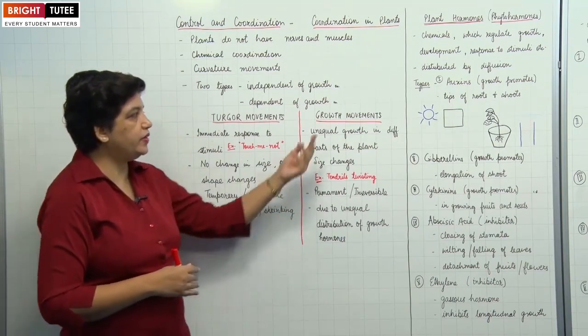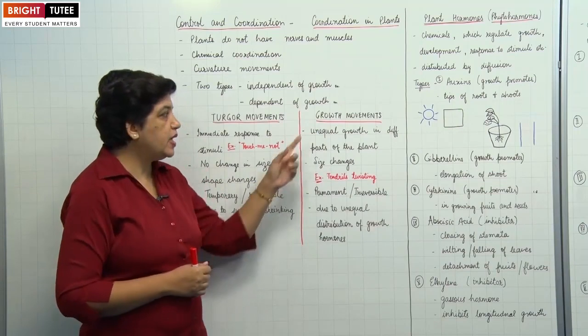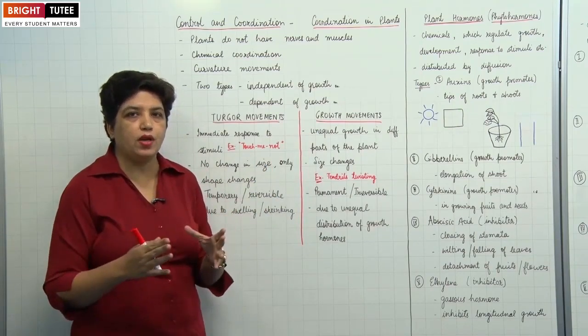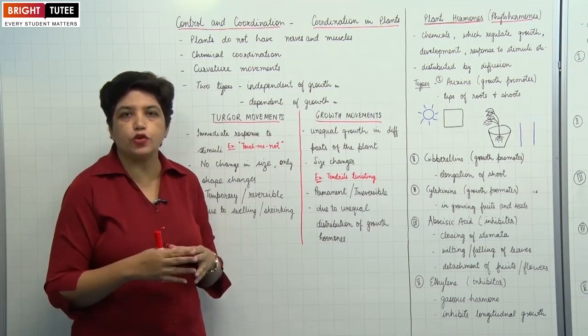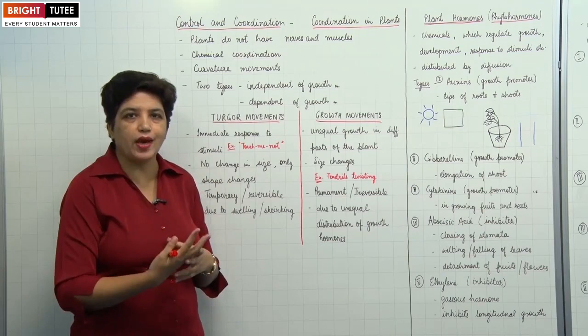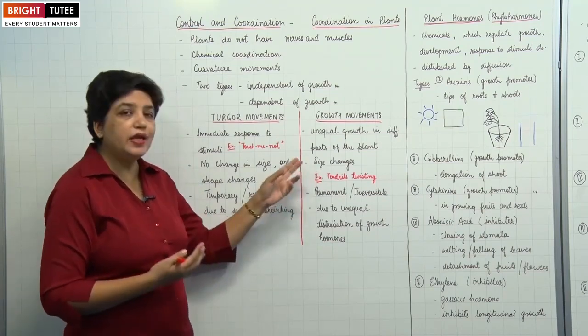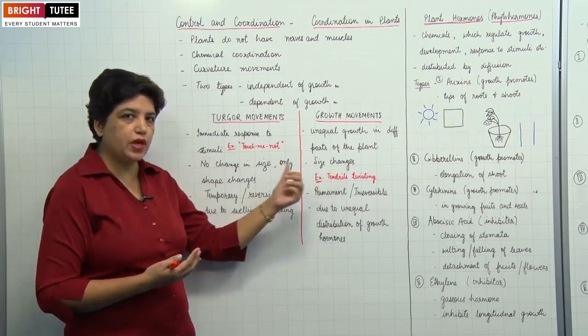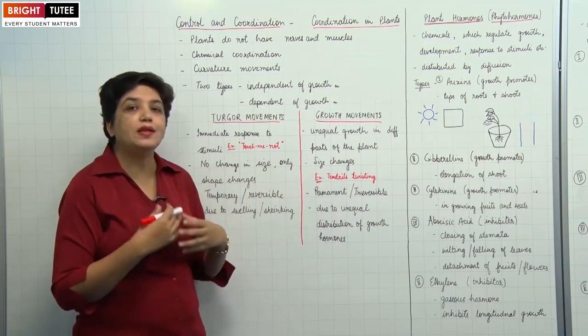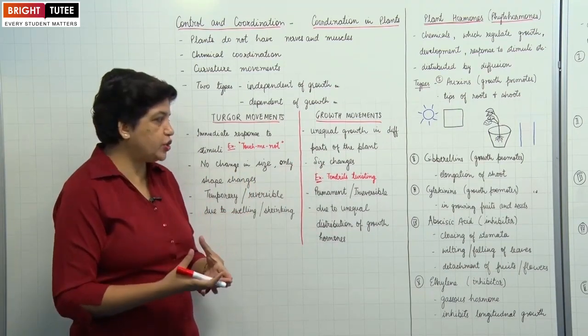On the other hand, there are growth movements. These are due to differential or unequal growth of different parts of the plant. So, they appear to be moving although they are actually growing. So, in this case the size changes. In turgor movement only the shape changes, but in growth movement the size of the plant changes.